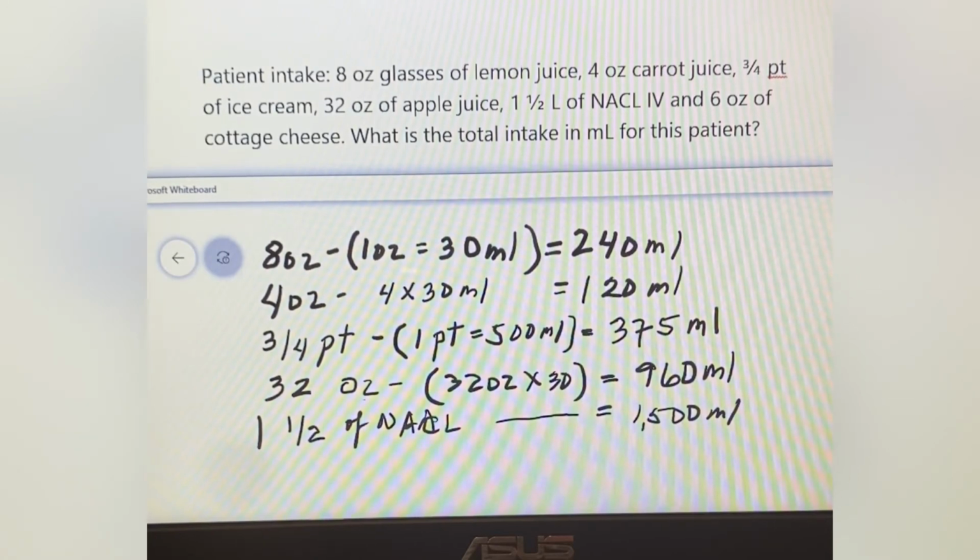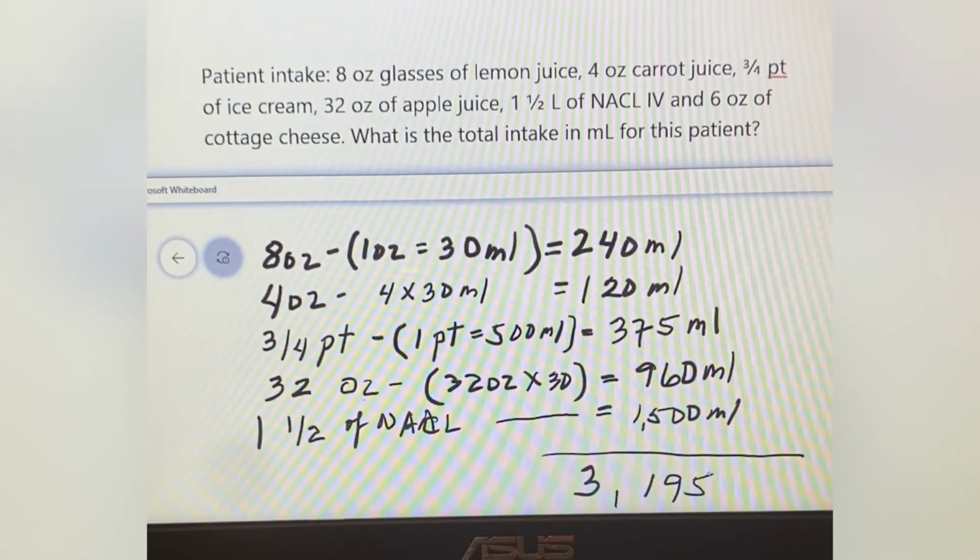What is the total? Do we need to include the 6 ounces of cottage cheese? No, because this cottage cheese is solid. That's not a liquid. What is the total? 240 plus 120 plus 375 plus 960 plus 1,500. The total is 3,195 ml. This is the total fluids intake of the patient.